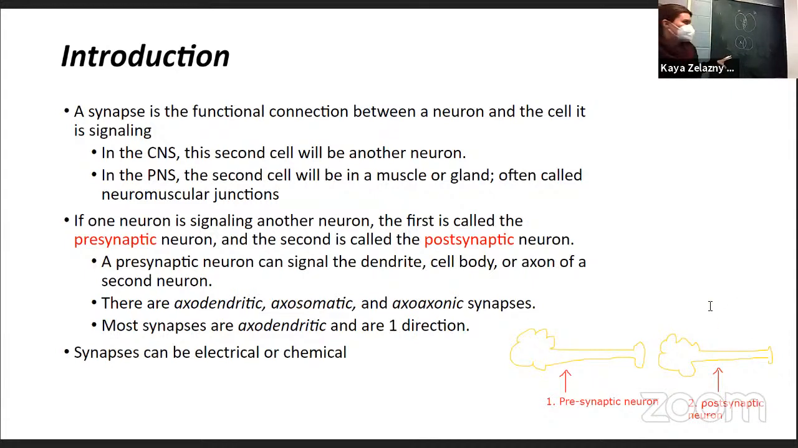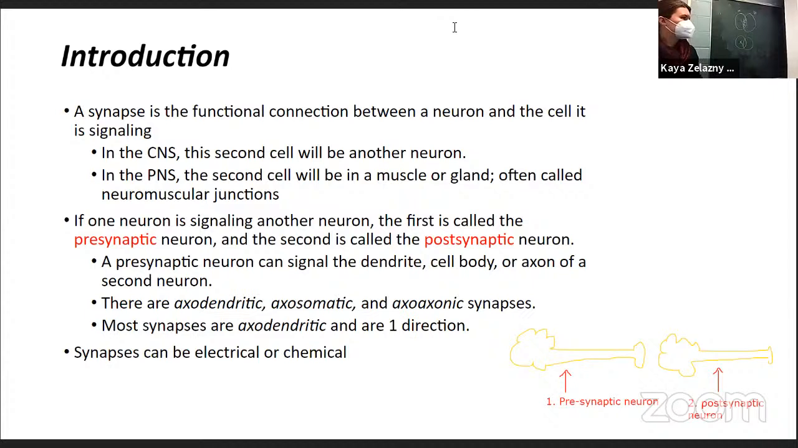So as we talk about the synapses, we're going to be talking about what's happening in the presynaptic neuron to send out signals into the synapse. And we're going to be talking about what's happening in the postsynaptic neuron to receive that signal and potentially continue an action potential.